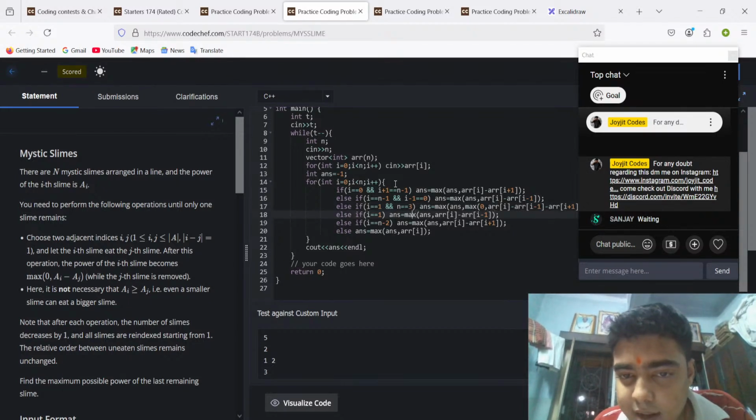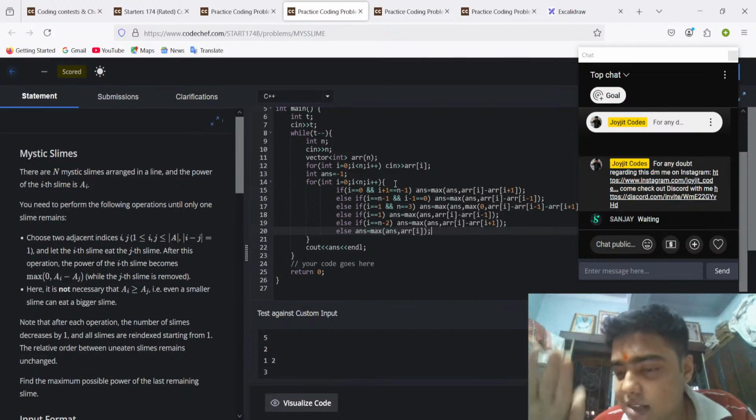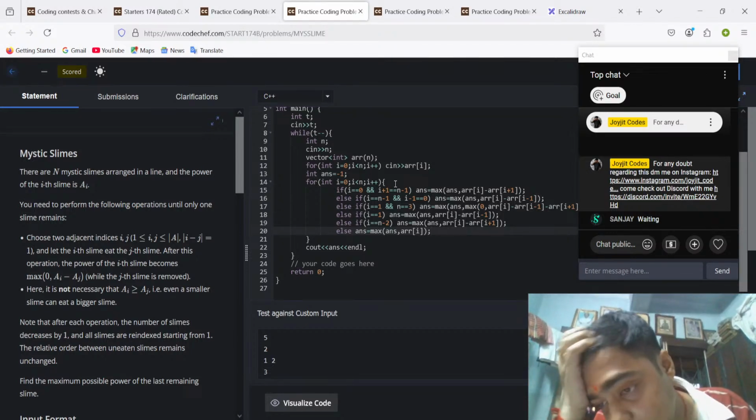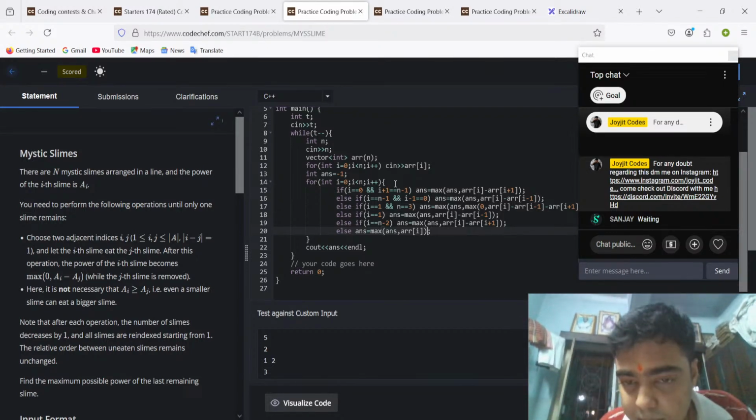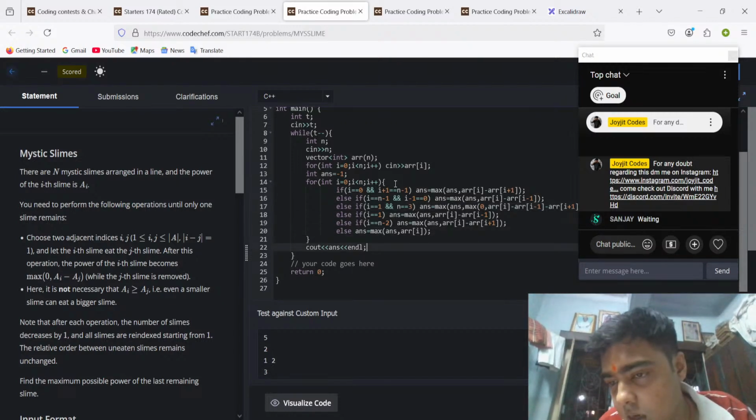Okay, and if i is equal to 1, then in that case I have to subtract the previous element, and if it is the second last element, I have to subtract the last element. Otherwise, in any case other than this, I know that I can make both the left and right 0, so the answer can be A[i] only. So for all these elements I am doing the checks, and after done with all the checks, I'm going to just print the answer, which is the maximum that I'm getting.